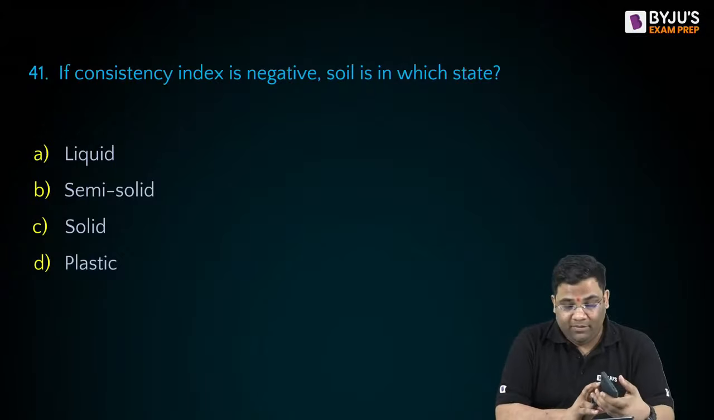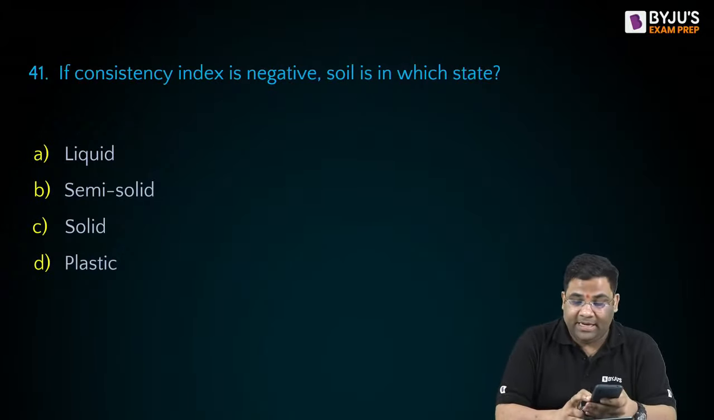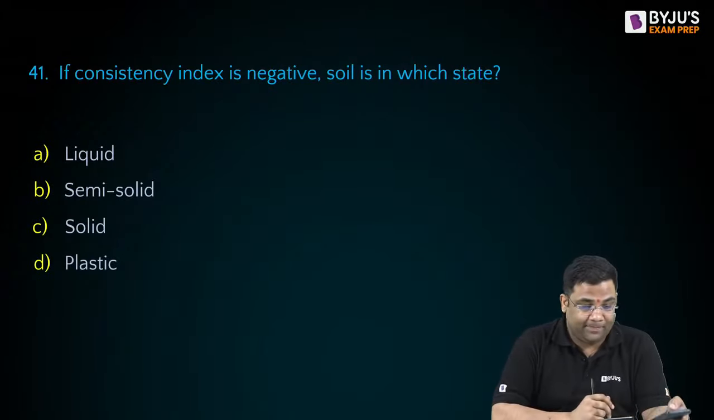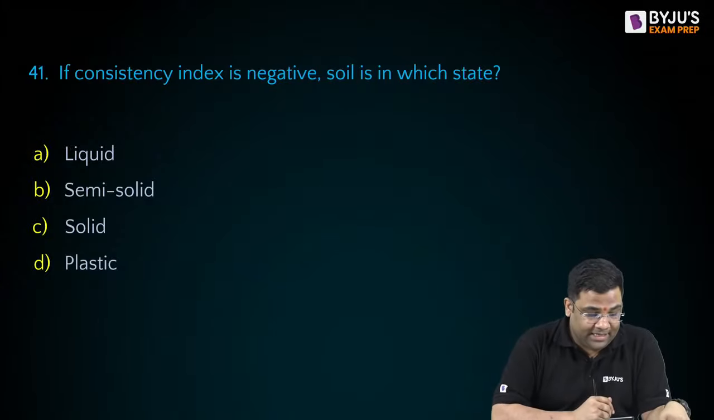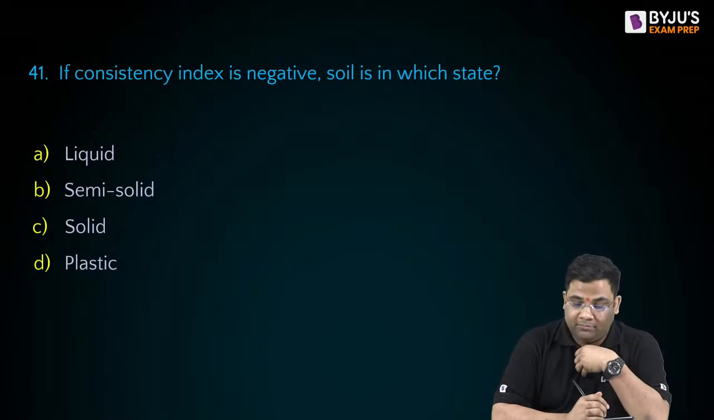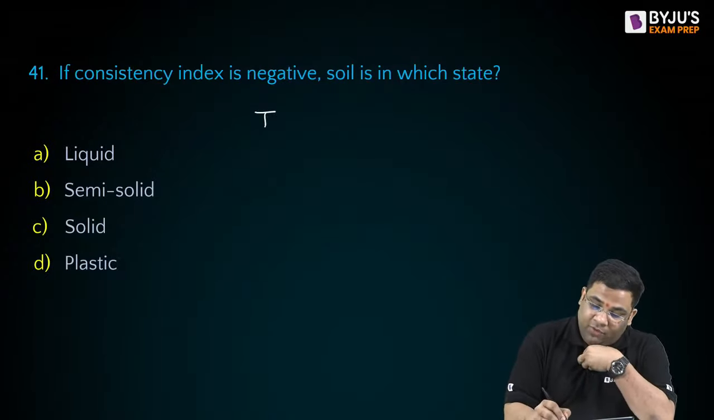If the consistency index is negative, soil is in which state? If the consistency index is negative, soil is in which state? Okay, I'll just write down the formula of consistency index so that you'll get an idea.